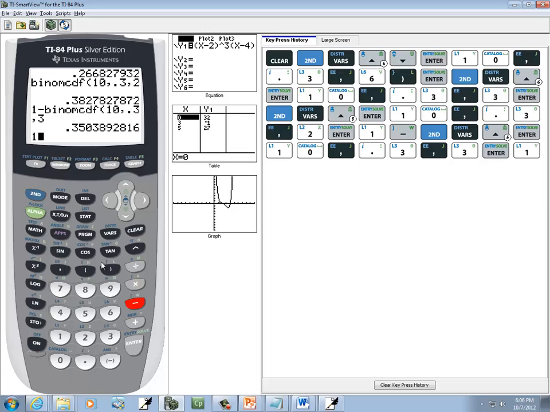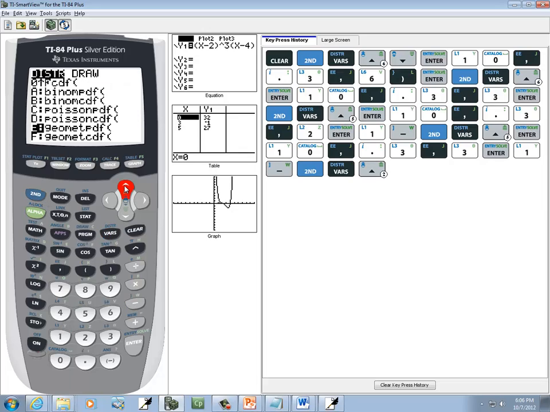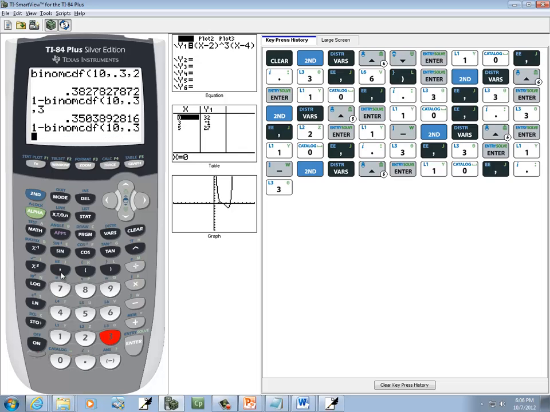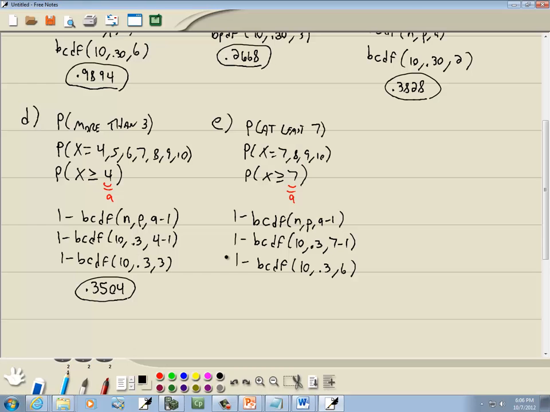So 1 minus second vars, binom CDF, 10, comma, 0.3, comma, and 6. Enter. And we get 0.0106.